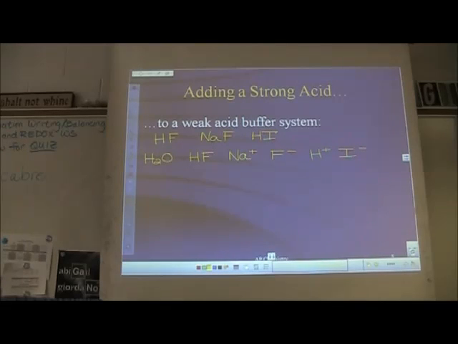We've got to find an acid in this list. Can you please tell me what the candidates are? What in this list is capable of donating a hydrogen? HF, what else? Water, what else? That's it. I have 3 candidates for acid. How do you know which one to pick? You pick the one that is the strongest. Any guesses?